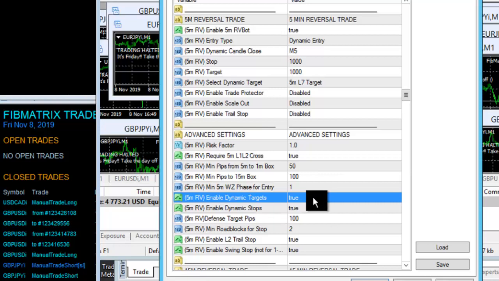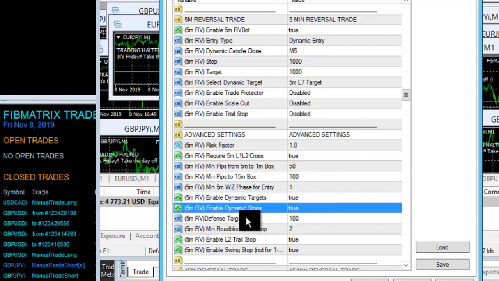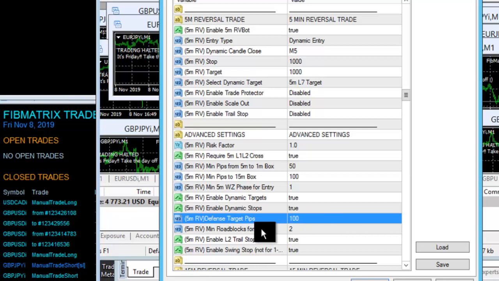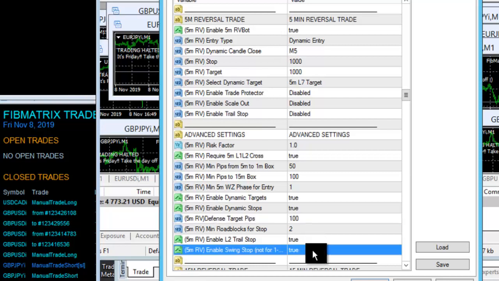Okay, true dynamic targets, true dynamic stops. So it will, after 10 pips, look for a 2-column roadblock. It's got a L2 trail stop. It also has a swing stop, okay? I haven't talked a lot about that, but this only works for dynamic entries, not for one click, but only dynamic entry. So when you have a dynamic entry, what that means is, if it's a long trade, that a bullish candle formed, and then you are now in the candle that's breaking above that previous bullish candle. So that means you're above the low, right?